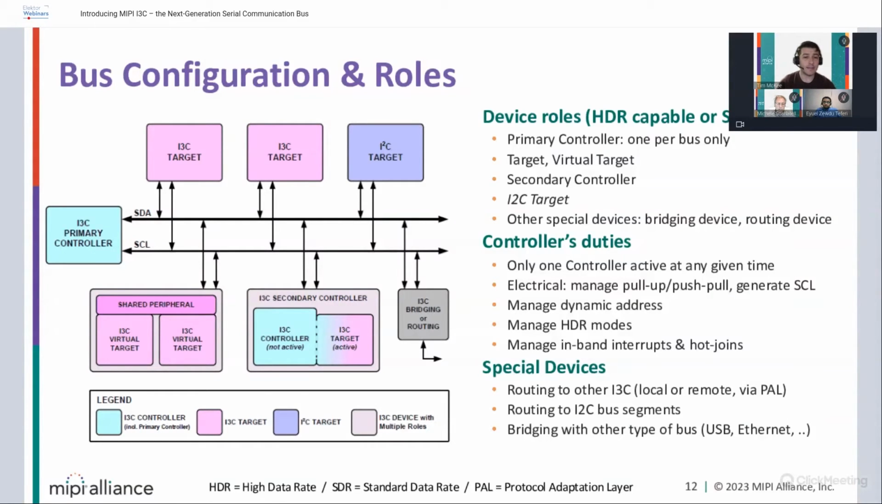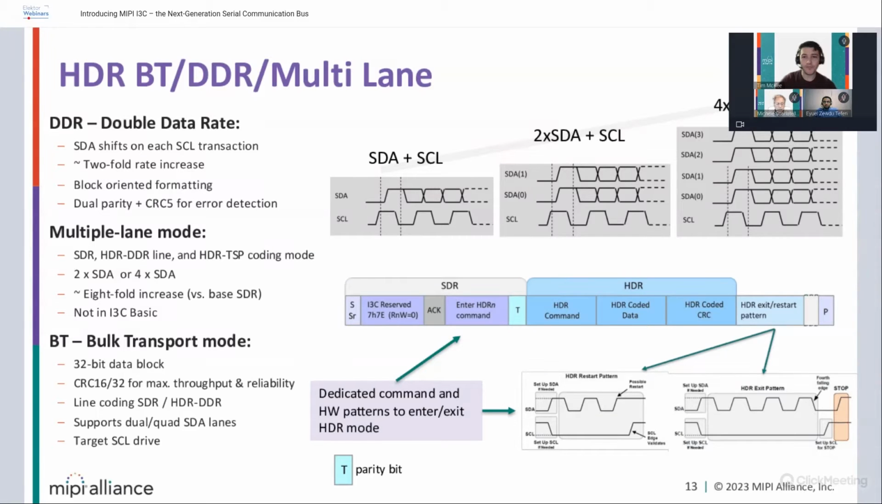And then at the bottom here, we talk a little bit more about the routing devices. One of the things that can be done with bridging and routing devices is you can segment the bus. So for instance, if you had a segment of I2C sensors, you could put that on a segmented part of the bus to keep that isolated through one of our special devices. So a lot more detail. There's obviously plenty to read in the specification on all of these. A lot of details and work has gone into this specification. So moving on.